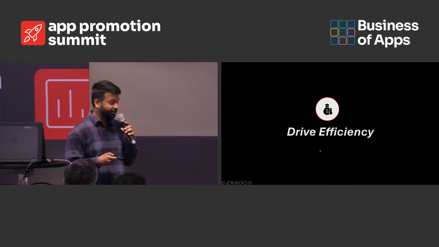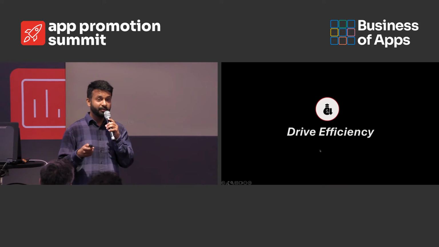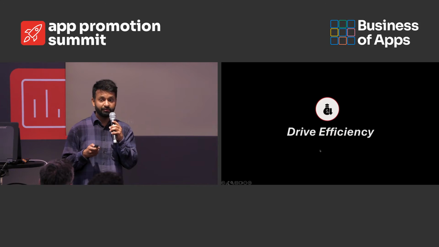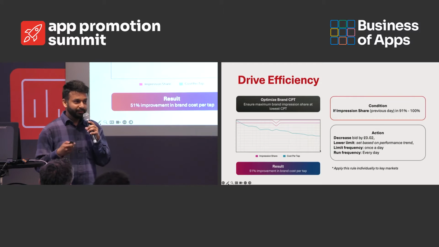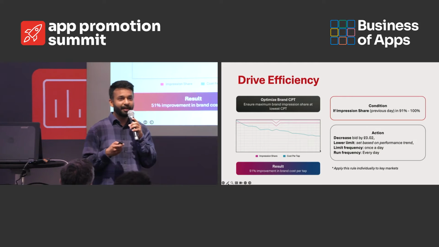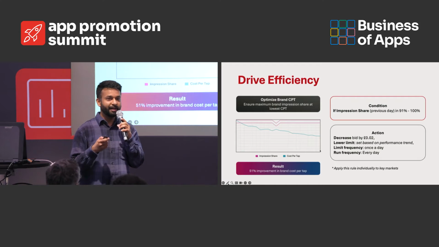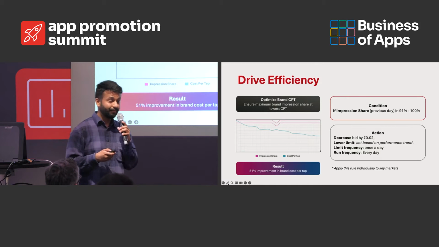So that was the first section. Moving forward, I'll talk about how you can drive efficiency using automations. In the first rule, I'll show you how you can drive efficiency through your brand campaigns on Apple Search Ads.